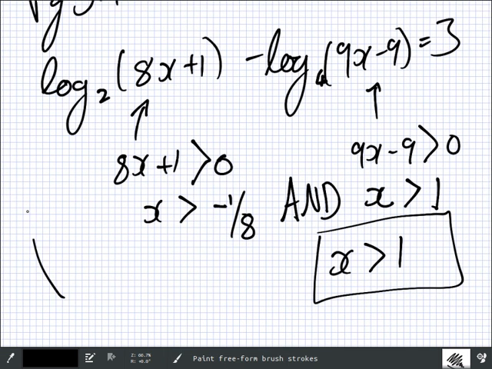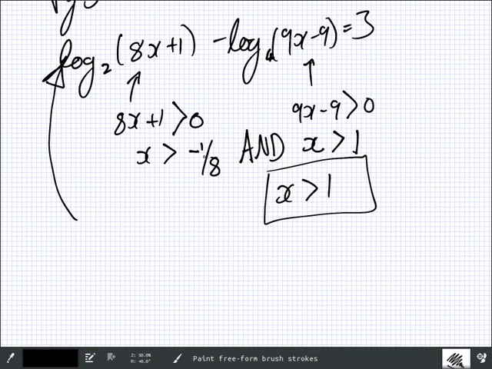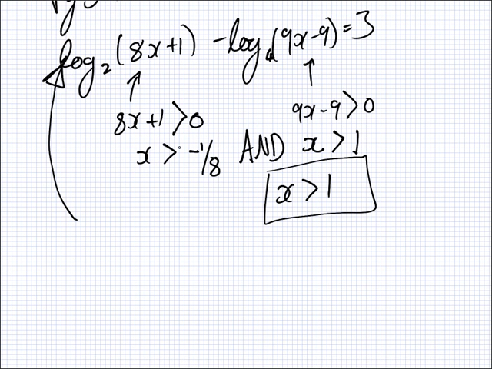Now let's go back to the question. What's the problem with this log equation? The bases. What's wrong with the base? They're not the same. So what should we change? How do we know that x is more than 1? Well, x must be more than minus 1/8, and x must be more than 1. What's the only way you can have both being true at the same time? If x is more than 1. It's the only way to guarantee both are true.